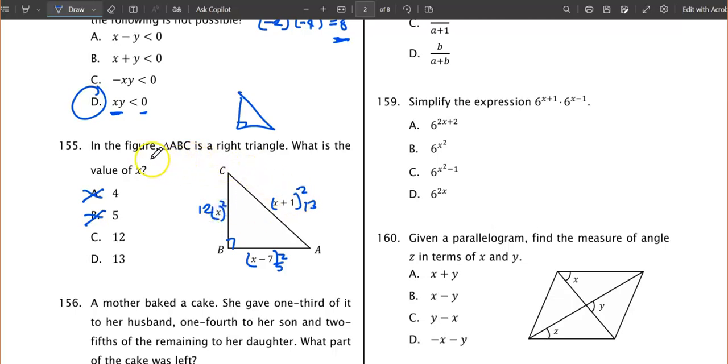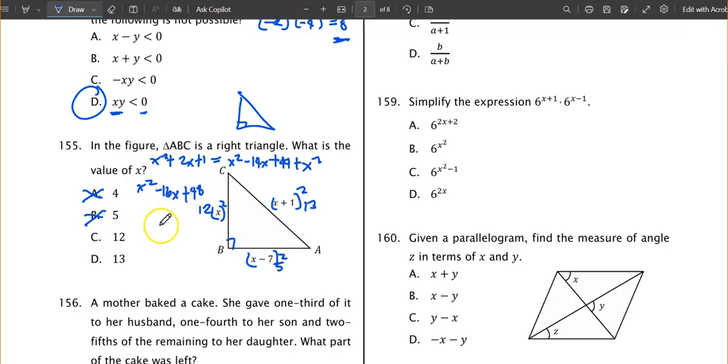So you're gonna have x squared plus 2x plus 1. This is equal to x squared minus 14x plus 49 plus 49 and then plus x squared. Combine like terms, you're gonna get x squared. This becomes x squared minus 16x and then plus 48.